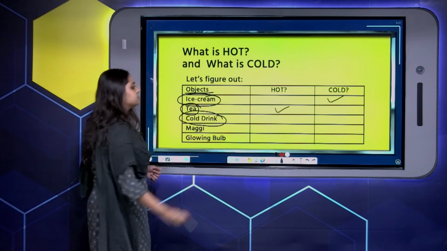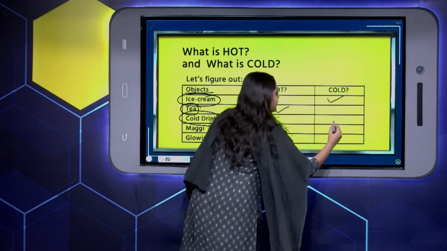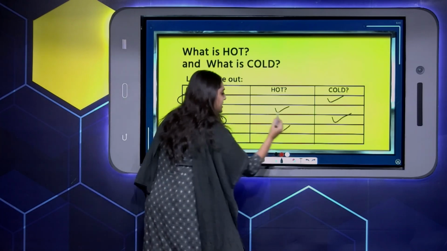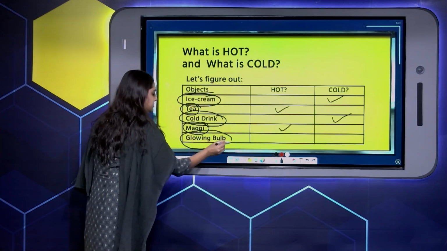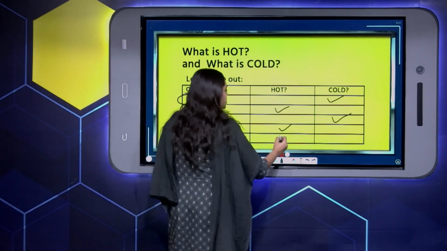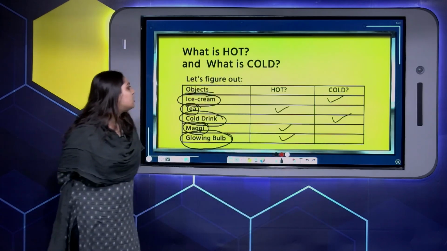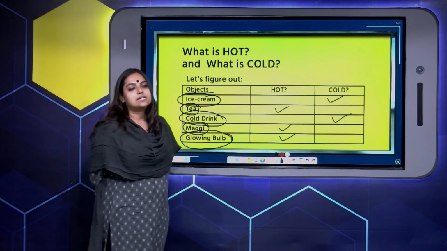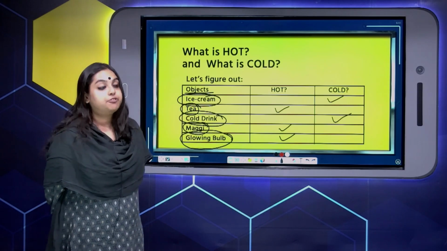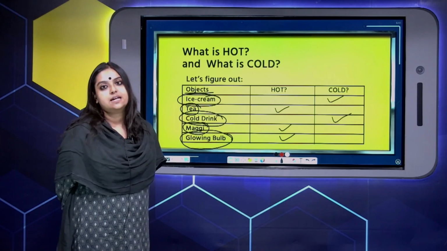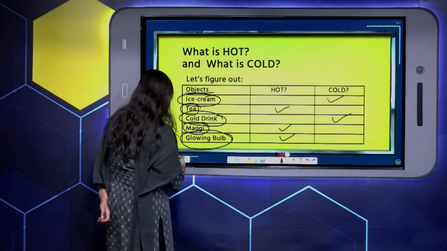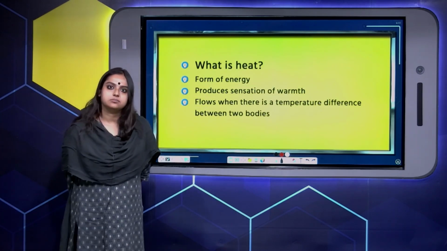Cold drink, it is cold. Maggie, Maggie is hot. Glowing bulb, have you tried touching a glowing bulb? It's hot. So, from these objects, we find that certain objects are hot and certain objects are cold. From this, we come to the concept called heat, right? So, going to the next slide, what is heat?